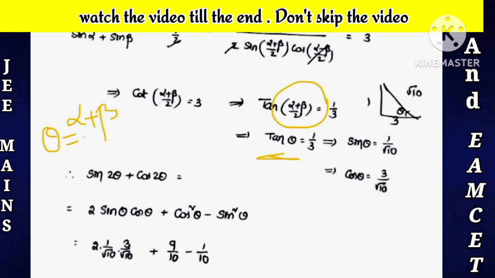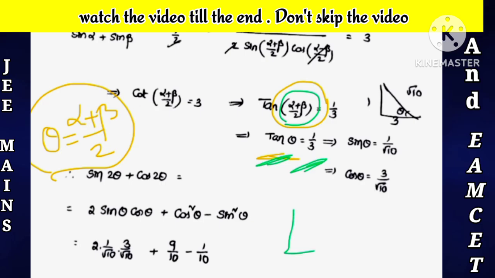That is, given that theta is equal to alpha plus beta by 2. So in place of alpha plus beta by 2, I substitute the theta here. That is, you get the value tan theta is equal to 1 by 3. Okay. Now I am finding the sin theta and cos theta values here by taking the right angle triangle.